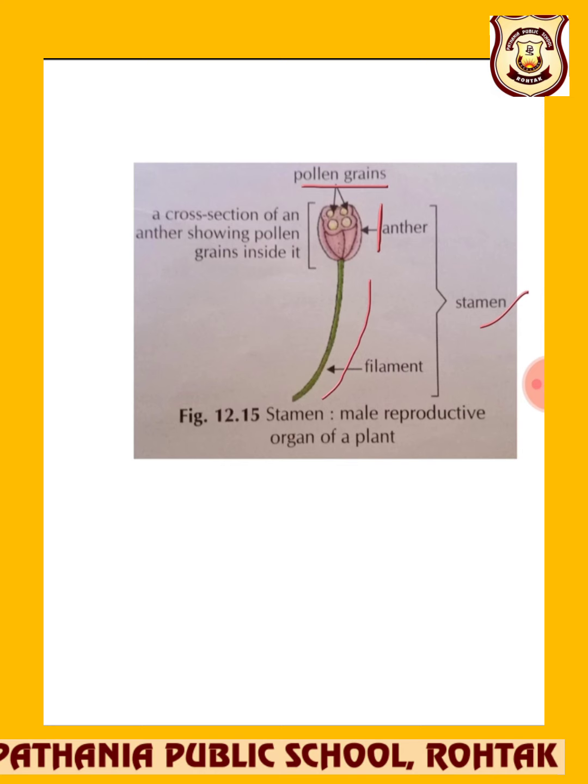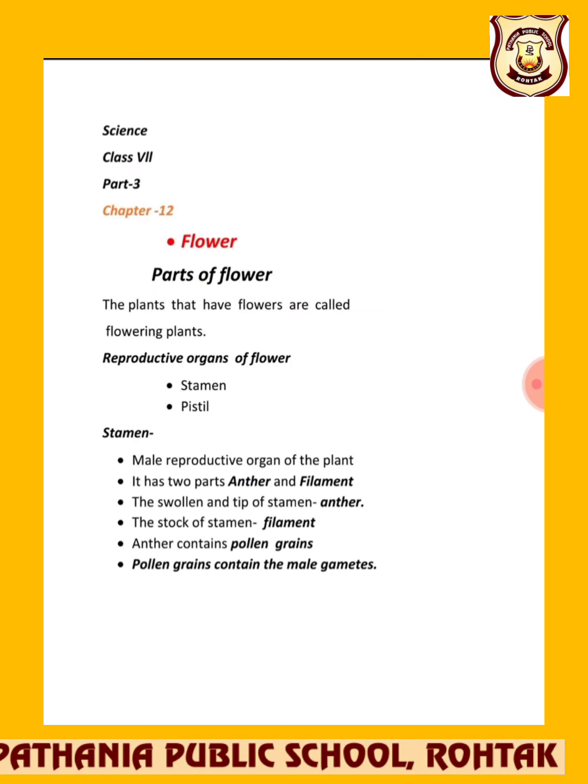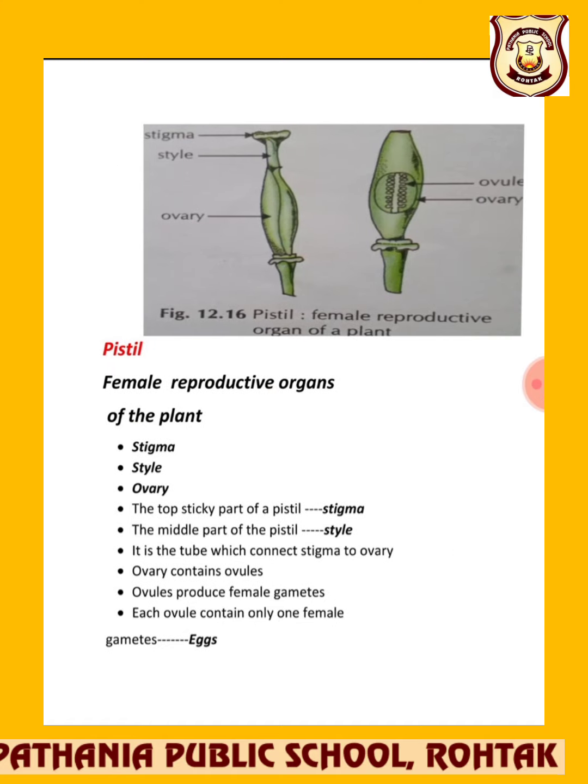Now it is clear from the figure that the whole male part contains two parts, filament and anther. The below part, that is the stem-like structure, is filament, and the above part is called anther, and anther contains pollen grains. Okay, so this is the male part, beta. I think it is clear. All these points are clear now. Next we are going to take pistil.